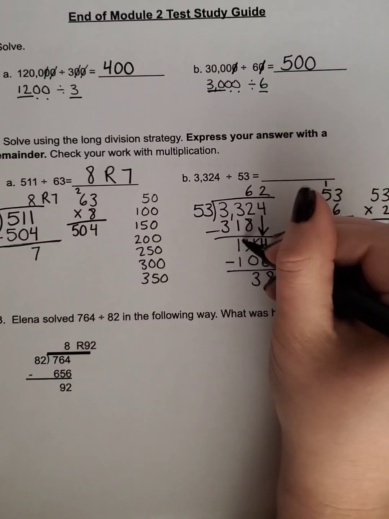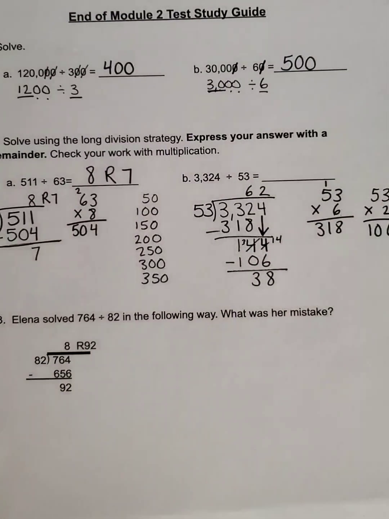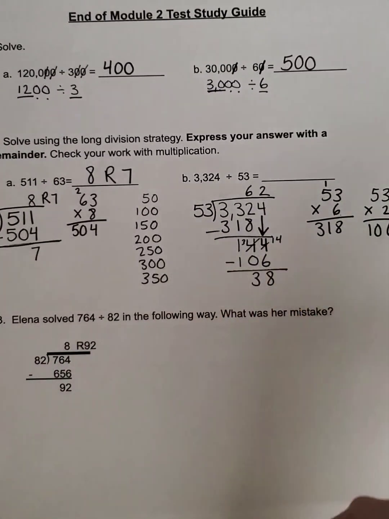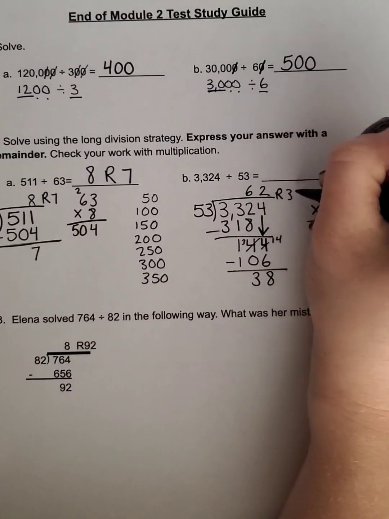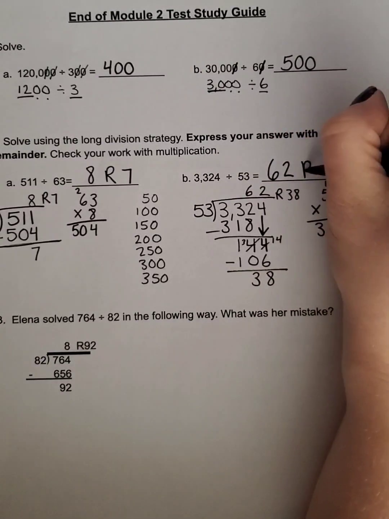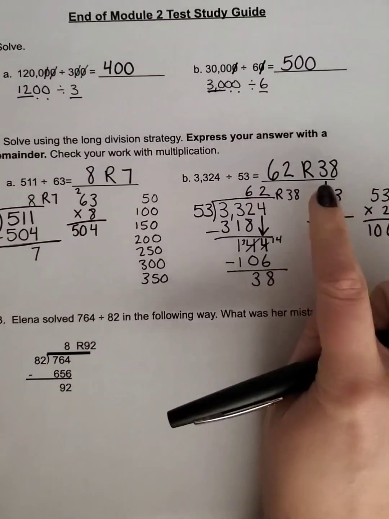So if you need to see that, it looks like that. Okay, and this 38, I have no more numbers to bring down, so that's just going to be my remainder. Remainder 38. So that's what I'll put on the line. 62. Remainder 38. That's my quotient.